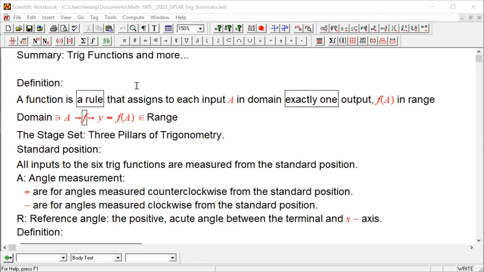Welcome to this lesson. In this lesson, I would like to summarize all the trig functions we have done, which is sine, cosine, tangent, cotangent, and arc sine, arc cosine, arc tangent, and arc cotangent. And at the end, we'll have a discussion about cosecant and secant.